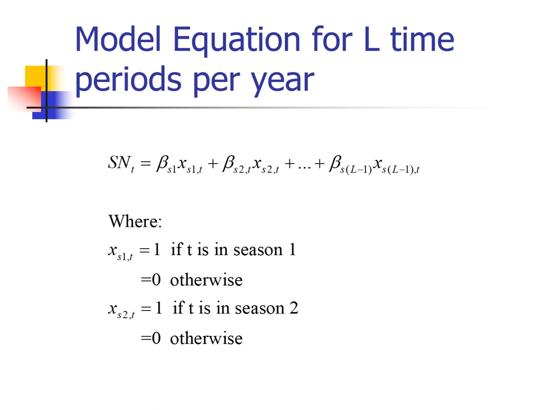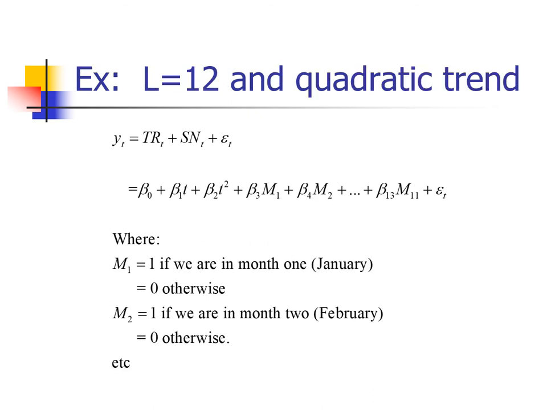The first dummy variable is one if we're talking about January, zero otherwise. The second one would be one if we're talking about February, zero otherwise. It's our usual approach to dummy variables. Here I do an example, actually I combine them. This would be an example of what a model would look like, a quadratic trend with monthly seasonality. And here it looks like I'm making December my reference category.